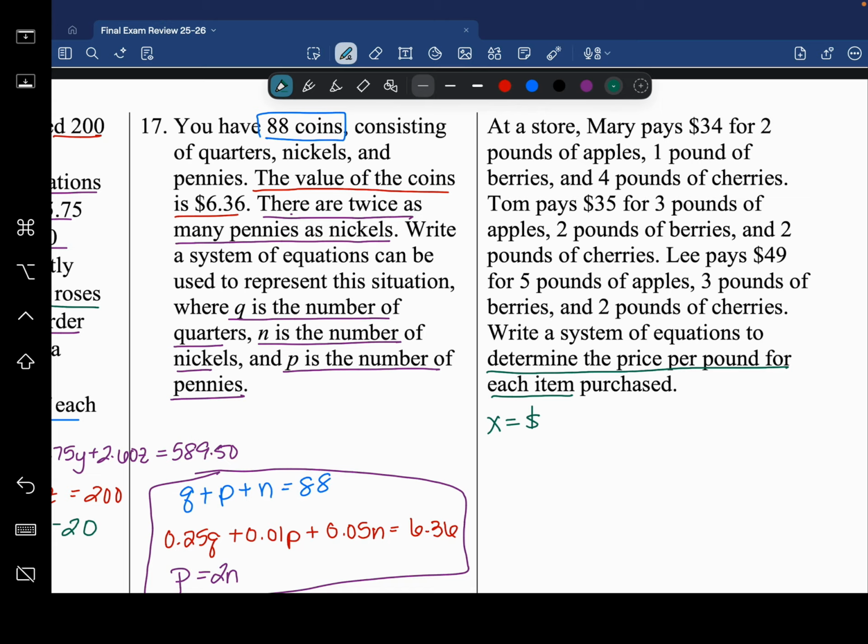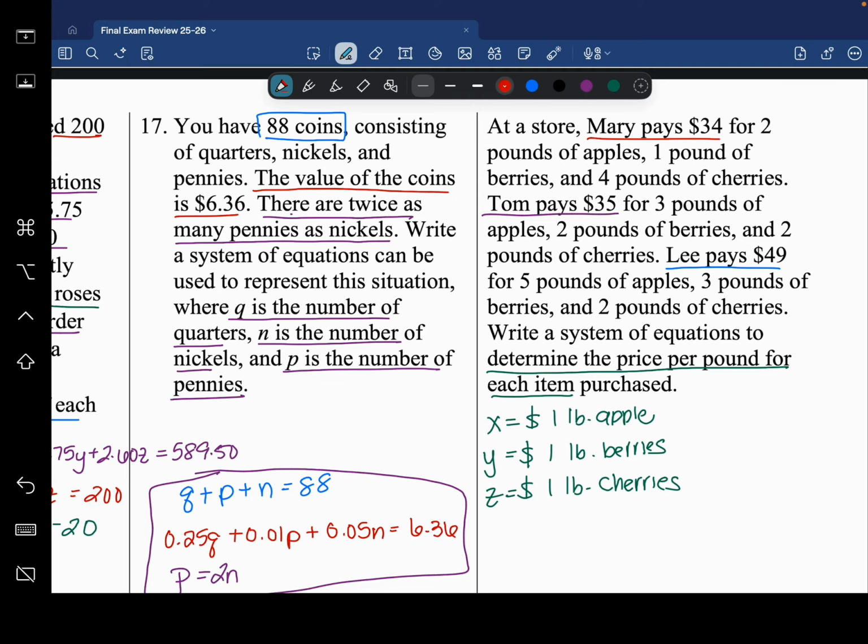So let's see. For 1 pound of apples, so each pound, X would be the value. Y would be the value for 1 pound of berries. And Z would be the value of 1 pound of cherries. And this one I consider straightforward because there are three totals. So the three totals we have are what Mary paid, what Tom paid, and what Lee paid. And each of those totals is found by whatever they bought.